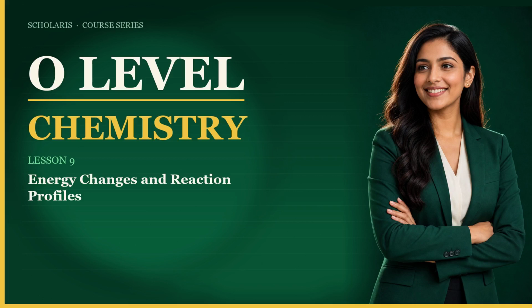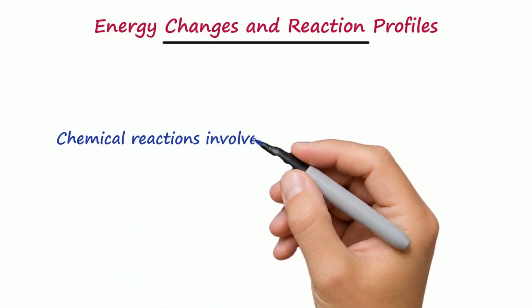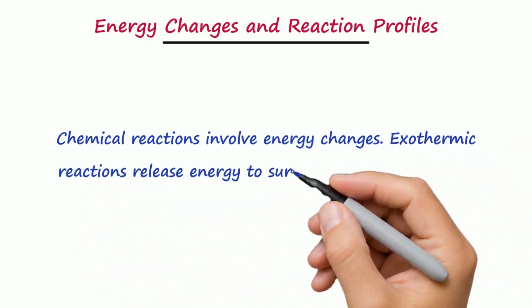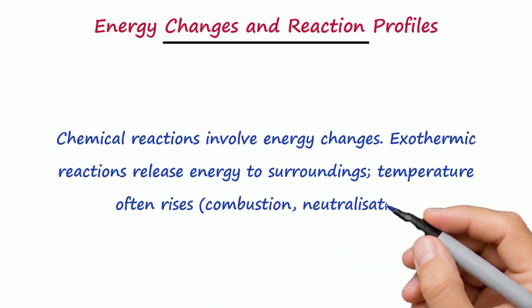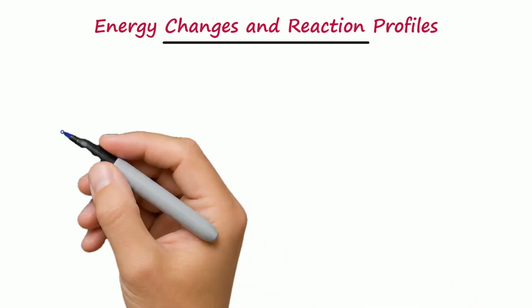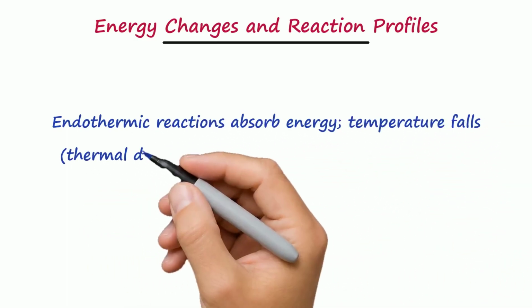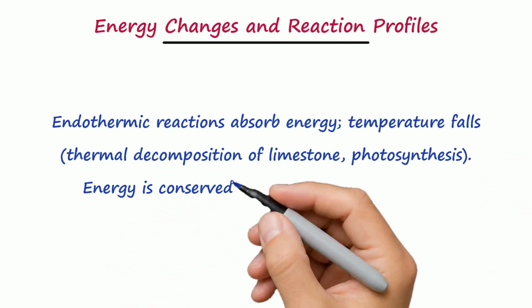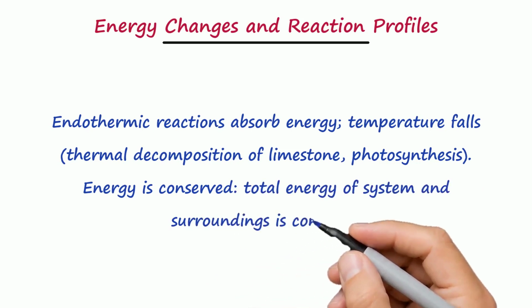Today in O-Level Chemistry, Lesson 9, Energy Changes and Reaction Profiles. Chemical reactions involve energy changes. Exothermic reactions release energy to surroundings, temperature often rises, for example combustion and neutralization. Endothermic reactions absorb energy, temperature falls, for example thermal decomposition of limestone and photosynthesis. Energy is conserved, total energy of system and surroundings is constant.